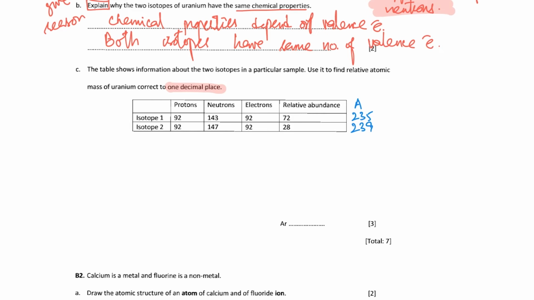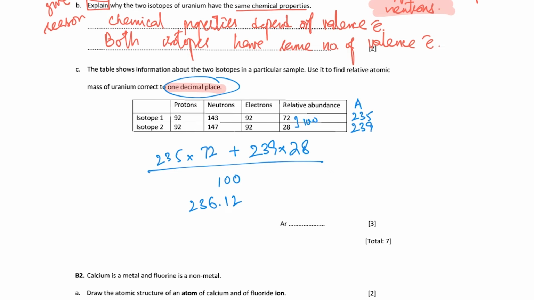Now, this is the mass, and you need to multiply it with the relative abundance. And relative abundance is always given in percentage, just like over here. If it's not given in percentage, it's a ratio, or you can just divide them by the total of these. So 235 times 72, and the sum over here is 100, so I can just divide it by 100 if I want to, plus 239 times 28, because that's the relative abundance of this one, and divide it all by the total, which is 100. Now if I do that, my answer comes out to be 236.12, and because the examiner asked me to write it to one decimal place, my final answer is 236.1.